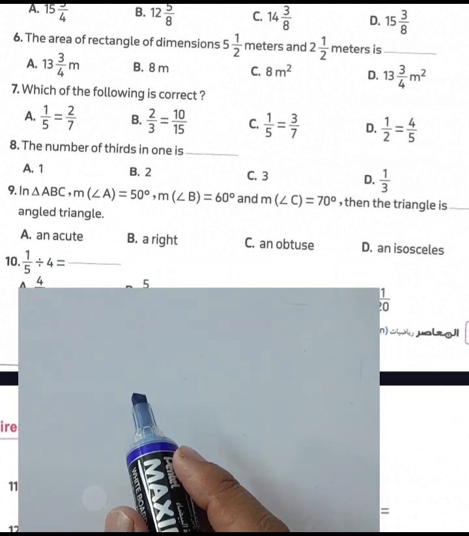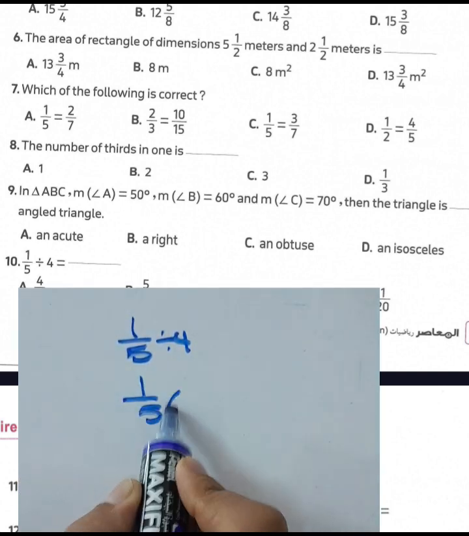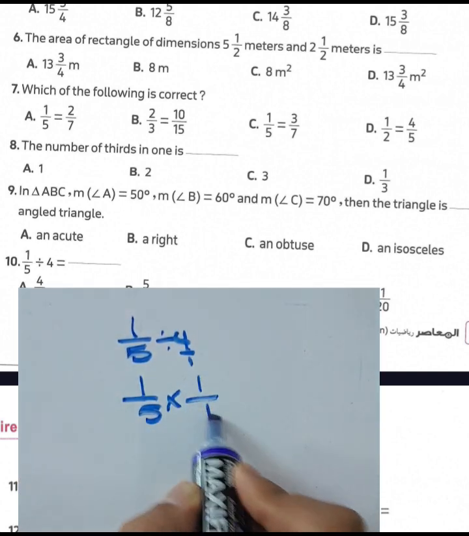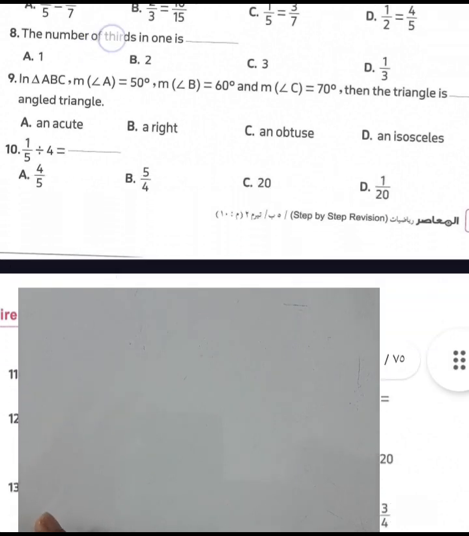Question number 10. A fifth divided by 4, we can write a fifth multiplied by the reciprocal of 4, which will be 1 over 4. 1 times 1 equals 1, 4 times 5 equals 20. And the result will be 1 over 20.